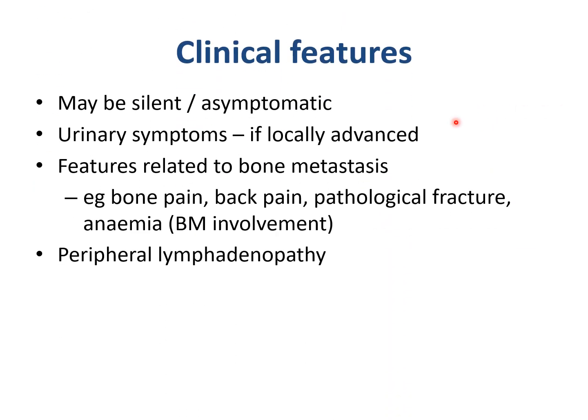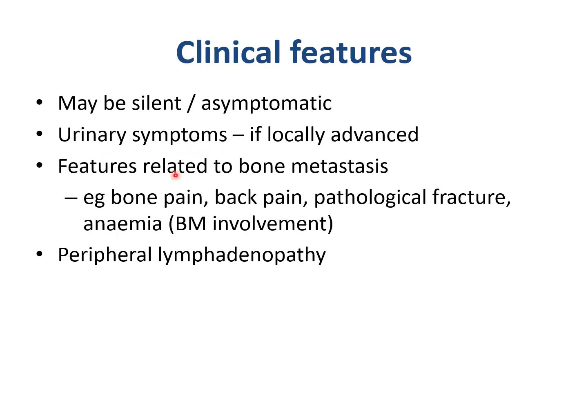So clinical features of prostatic carcinoma can be quite varied. Okay, so a number of patients can be asymptomatic, or the disease may be silent, especially if the tumor is small and peripherally located. If the tumor is locally advanced, let's say if it involves the base of the bladder, or if it is locally advanced and it starts to involve the central part of the prostate and impinges on the prostatic urethra, then the patients can present with urinary symptoms.